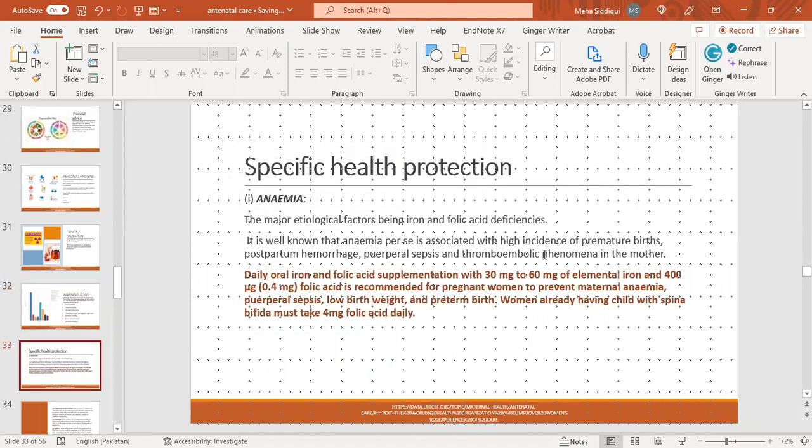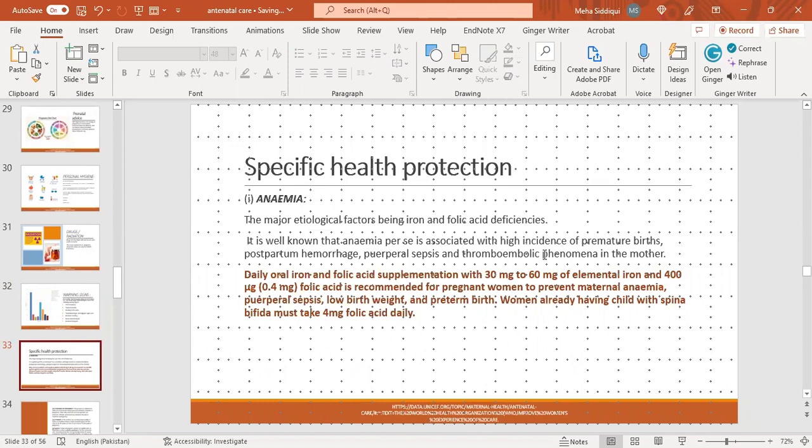Specific health protection. First comes anemia. The major etiological factors are iron and folic acid deficiencies. It is well known that anemia per se is associated with a high incidence of premature births, postpartum hemorrhage, puerperal sepsis, and thromboembolic phenomena in the mother.